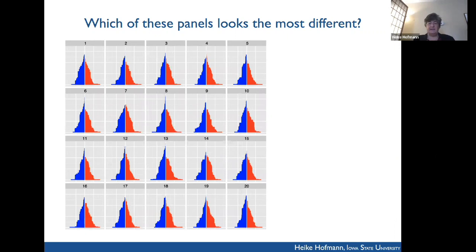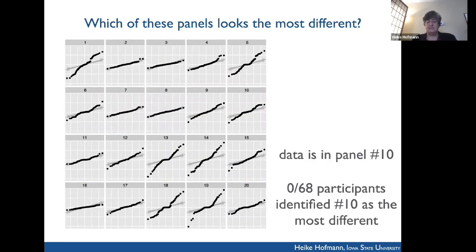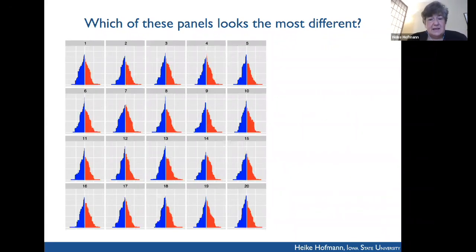So here, with 0 participants saying that number 10 is the most different, we probably have some good evidence that maybe the deviation isn't as tragic as we originally thought it might be. So let's have another look at another plot. I'm not going to go into yet what the data is behind. You might guess that with the blue and the red, it has something to do with US elections. But the question is, which of these panels is the most different?